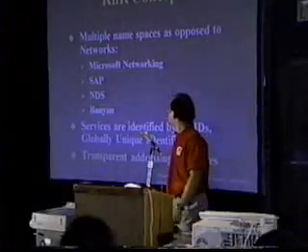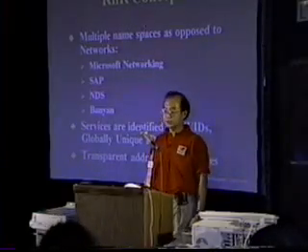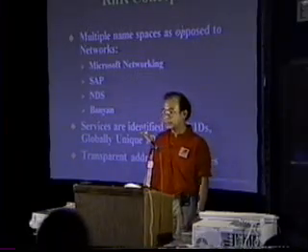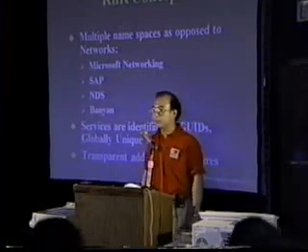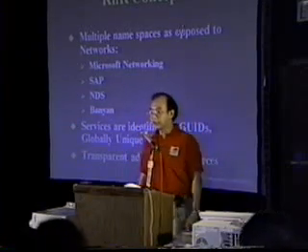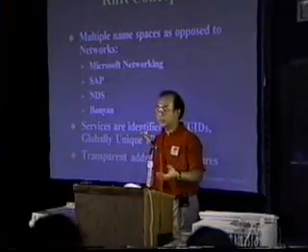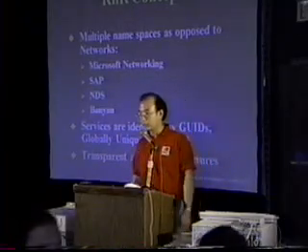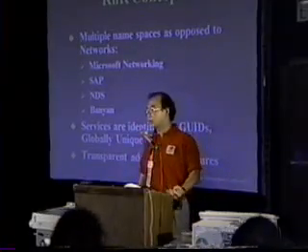Services are identified by GUIDs. GUIDs are globally unique identifiers, and they are a 16-byte value, so they're pretty big, and you can generate them using a program called uuidgen.exe. When you run this program, it takes the time of day and your net card number and some other stuff and generates a number which is pretty much guaranteed to be unique. So you can generate this number once and just use it as the identifier for a particular service.